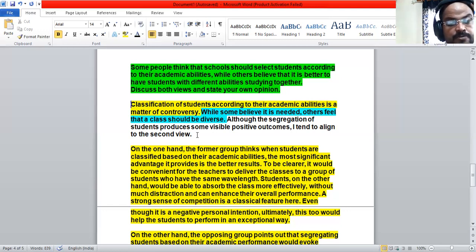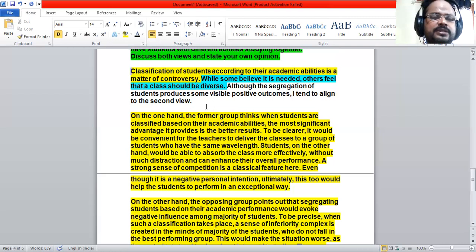Although the segregation of students produces some visible positive outcomes, I tend to align with the second view. So what is the second view? Students of different abilities have to study together. So why the second view is preferred by this writer is explained in the coming body paragraph. They will be telling you what the benefits of the first view are and why you think the second view is superior to the first view. So this is the plan.